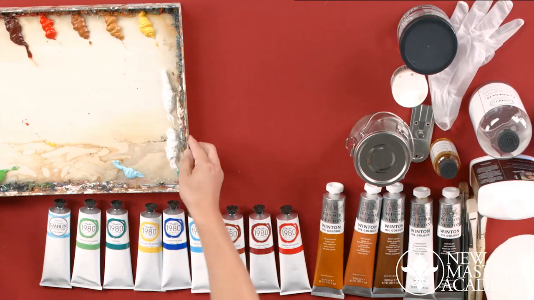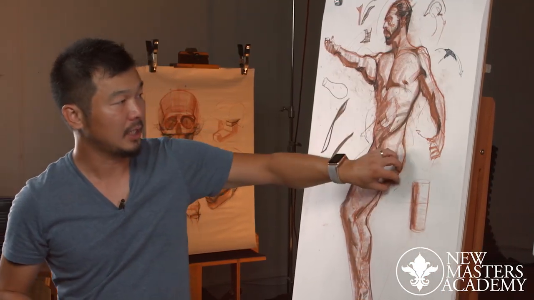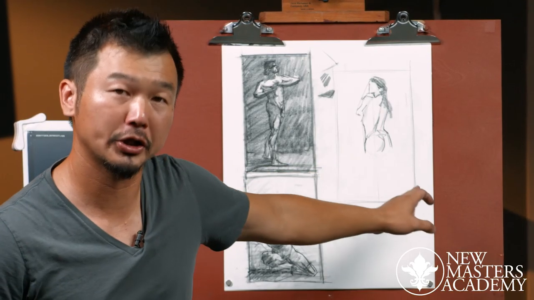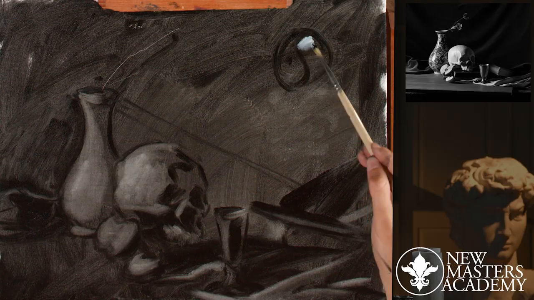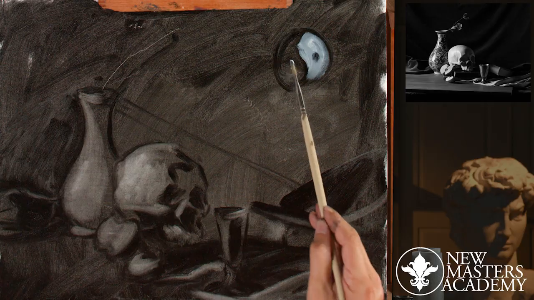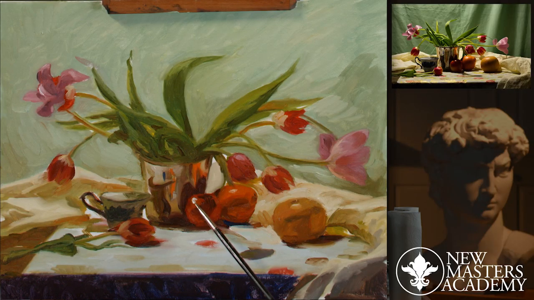I'm going to start by introducing the materials, the brush care, the color, the way I set up my palette, the process of my painting, how to establish the value relationship, how to create interesting compositions. We're going to start with black and white, just to learn the paint application and get the values correct, and then we're going to start using limited palettes.